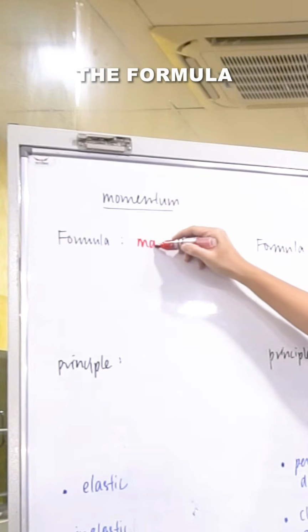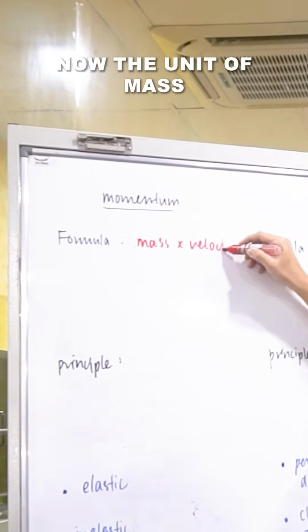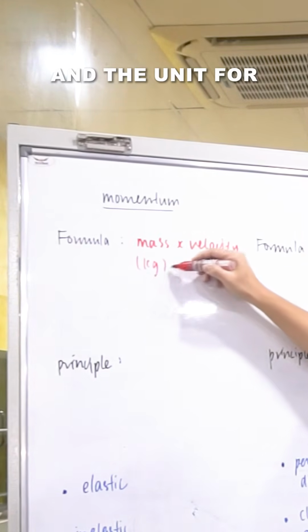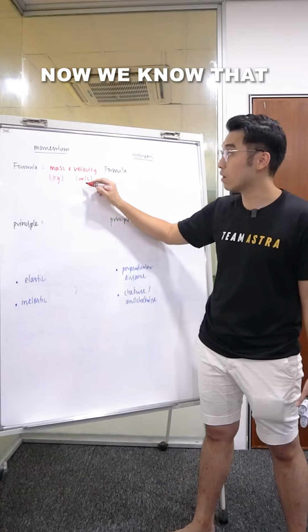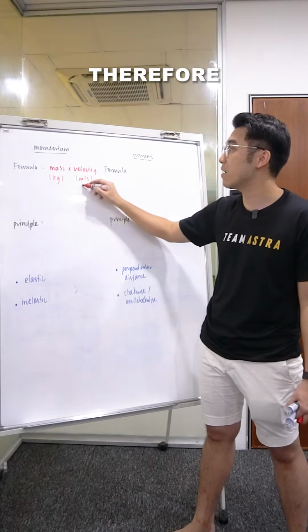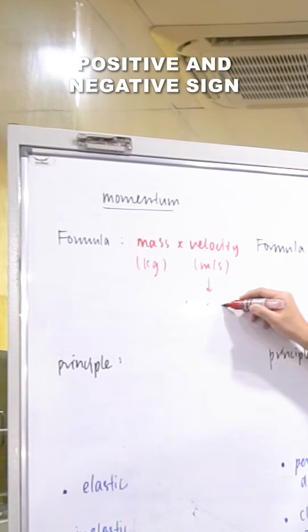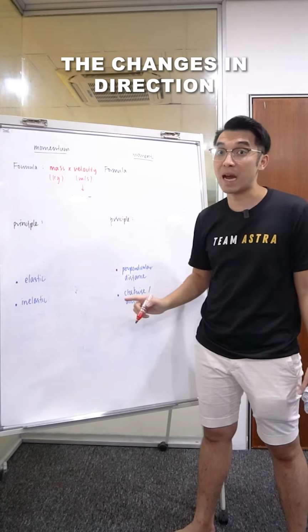Momentum goes by the formula mass times velocity. Now, the unit of mass is kg and the unit for velocity is meters per second. Now, we know that velocity is a vector quantity, therefore the sign matters. So there's a positive and negative sign just to indicate the changes in direction.